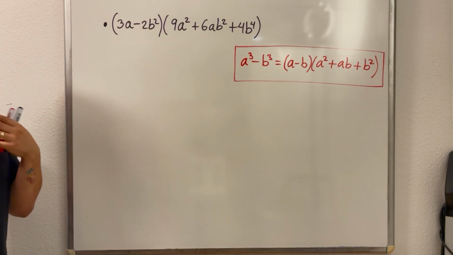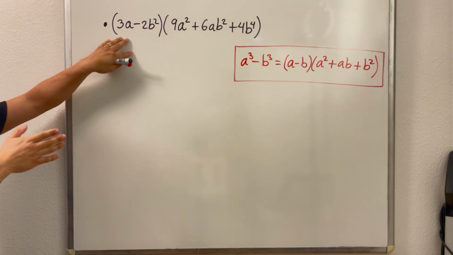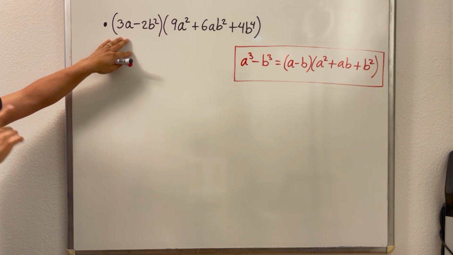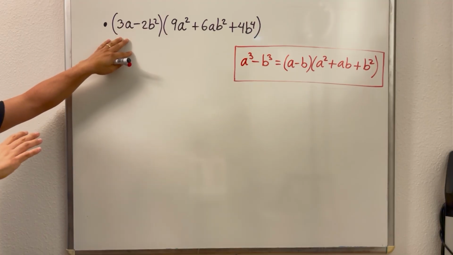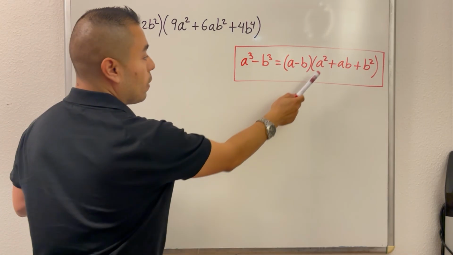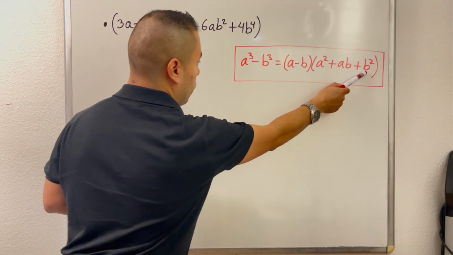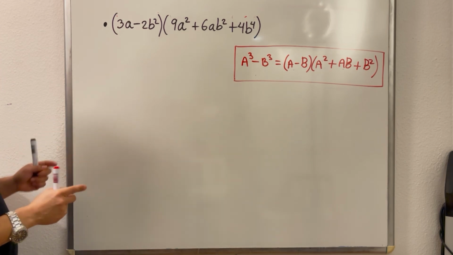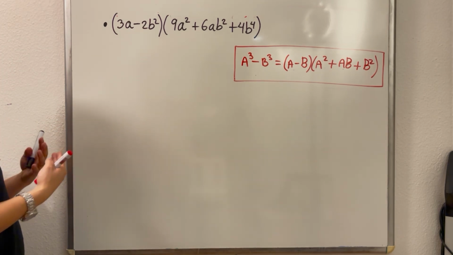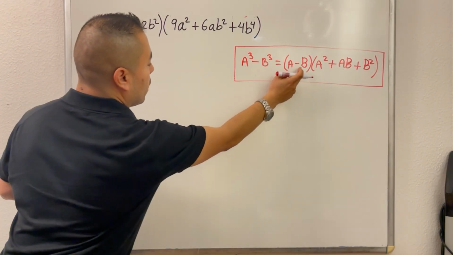In order to identify if this is exactly applicable to the difference of cubes formula, we need to do what we did before. First define A, define B, and after that, compute the value of A squared, AB, and B squared. So the first thing that we need to do here is to define who is A and who is B, okay? In this case, we have A minus B.